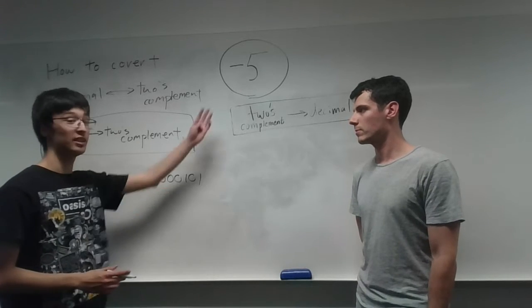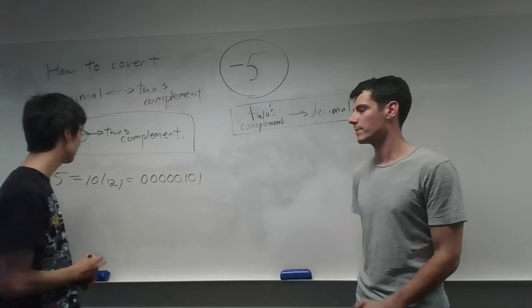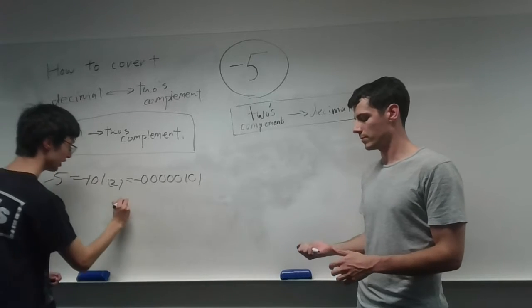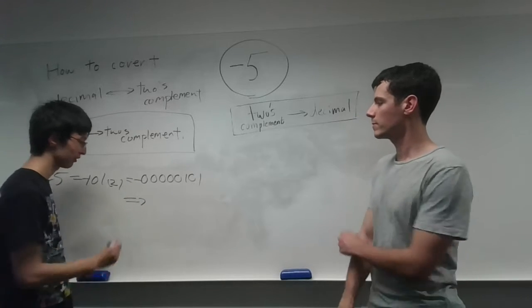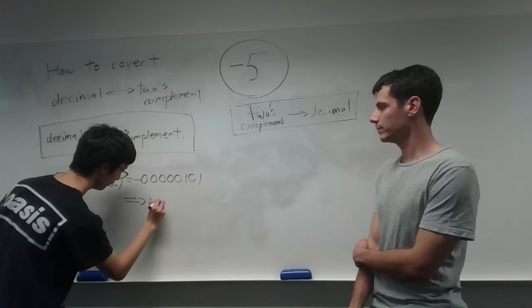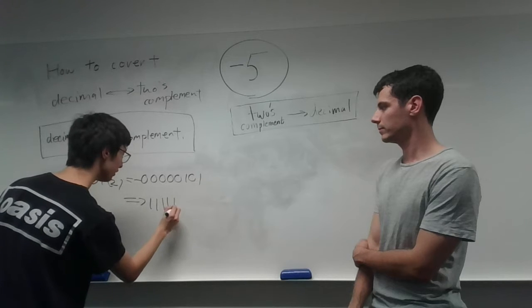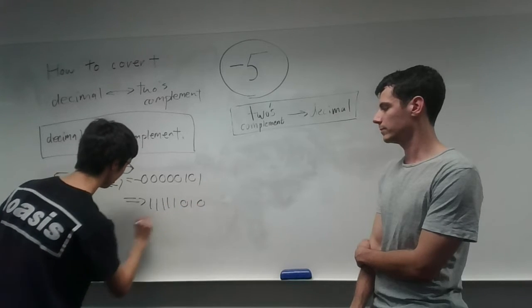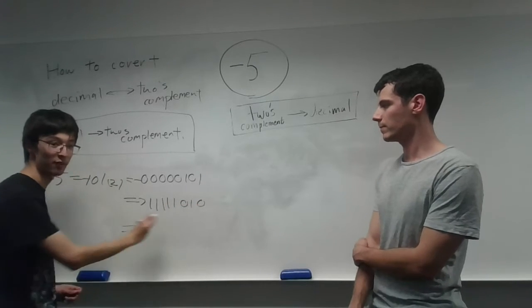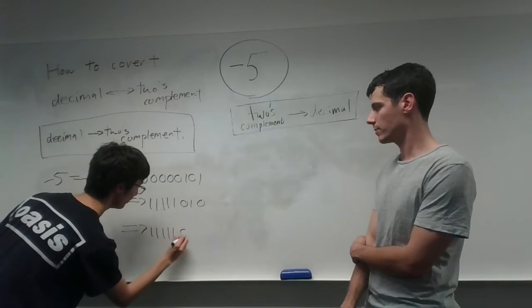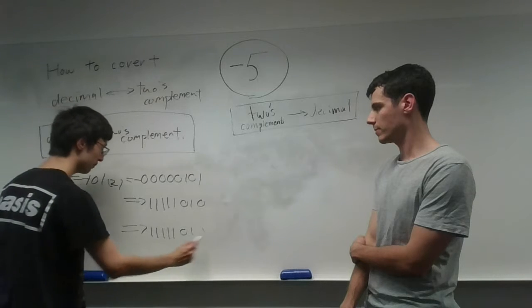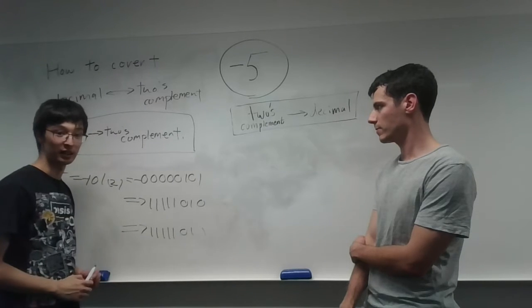However, we want to represent -5. So there's a few extra steps. Alright, so the first step would be to invert all the digits in this number. So this number would become 1, 1, 1, 1, 1, 0, 1, 0. And then for the final step, we just add 1. So it will become 1, 1, 1, 1, 1, 0, 1, 1. And this would be the 2's complement representation of -5.